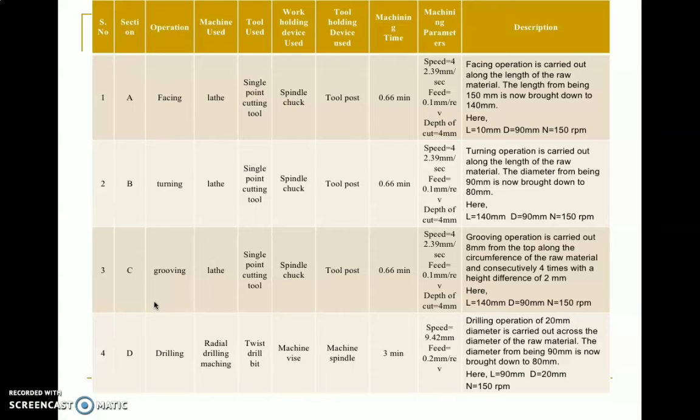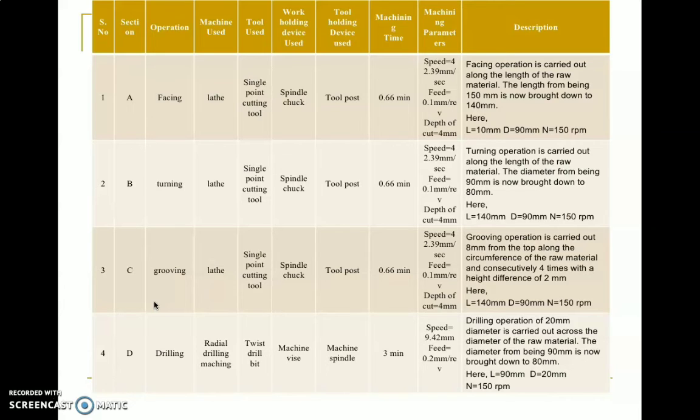Facing process is done. The lathe machine is used, and the single point cutting tool is used. The workpiece is placed in a spindle chuck, and the tool holding device is a tool post. The machining time is given there, and we know the description. And then the next process is done at B. It is a turning process. The machine tool, the tool holding device, the work holding device and the tool used are same as that of the facing process, and the machining time is also same.